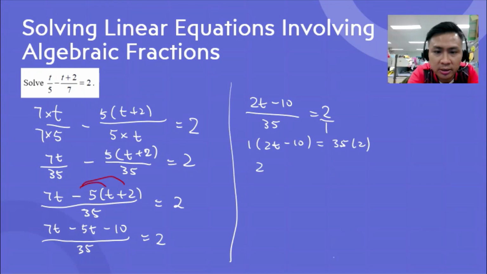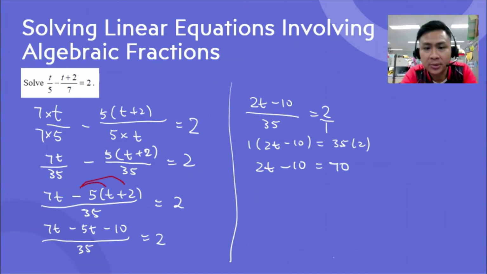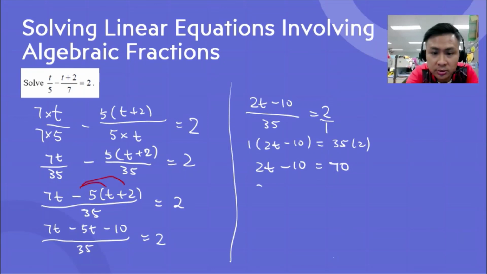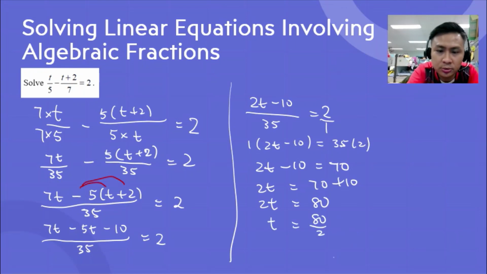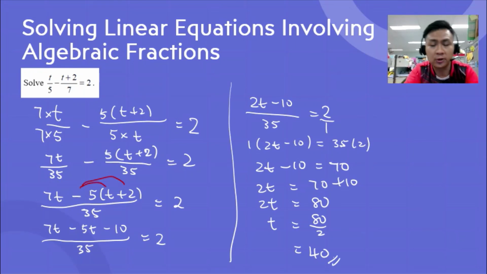Okay, then finally we'll just expand the terms. So 2t minus 10, 1 times anything is still the same terms. 35 times 2 is 70t. Okay, finally we want to rearrange the terms. So to remove negative 10, we will add 10 on both sides. So 2t will be equals to 70t plus 10. Okay, 2t is 80. And to remove 2, we need to divide 2 on both sides. Okay, we use the opposite operator, remember? Okay, so t will be equals to 80 divided by 2. Our answer will be 40.